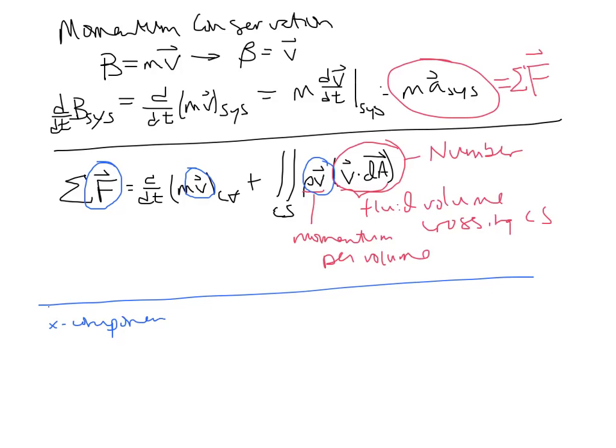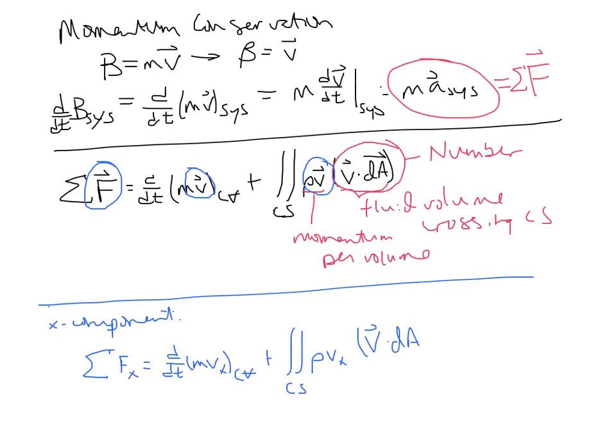x component here. The x component would just be that the sum of the x components of the forces is equal to the time rate of change of mass times the velocity in the x direction, defined across the control volume, plus the integration over the control surface of rho vx. Now the v dot dA remains as it was, because that just represents the fluid that's being carried across the control surface. So here I think it maybe makes even more clear the three terms that depend on direction are the ones that are defining which component we're analyzing.